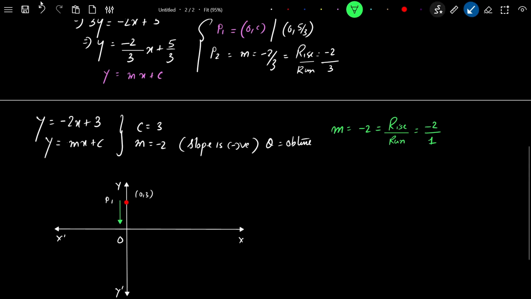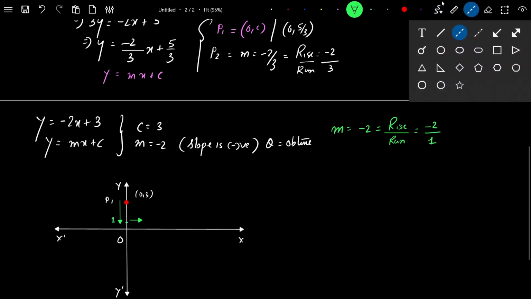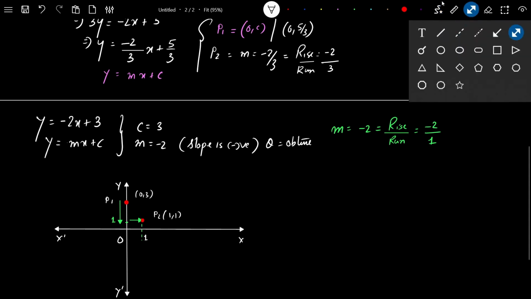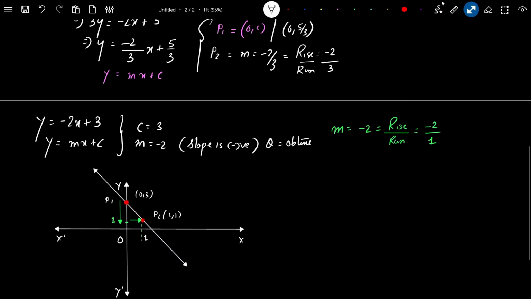So if I come -2 on this side, that means 3, 2, 1. So I have come down 1, and after that I would be running +1. So the point at which I would come down is this. This would be my point P2, and the coordinate of this would be 1, 1, because I've come down to 1, and this is also 1. So all that I need now is to join these two points.